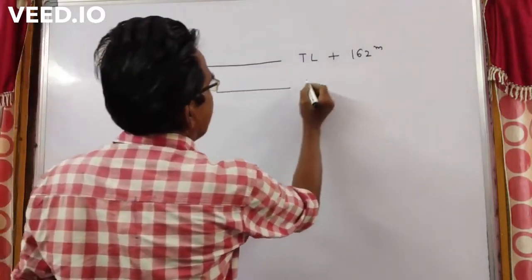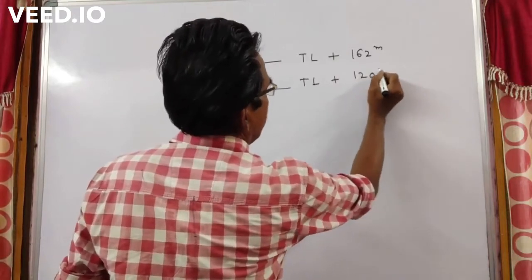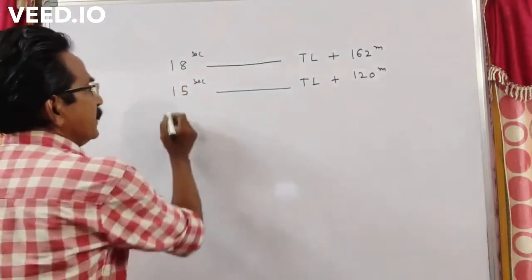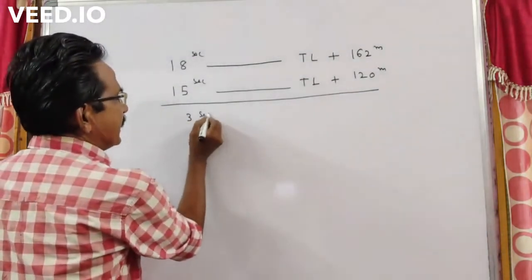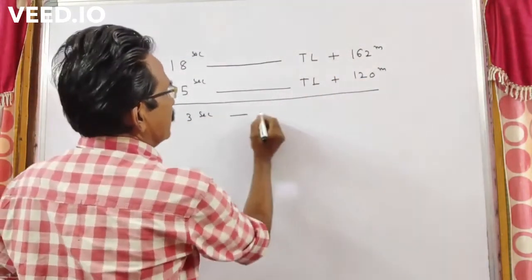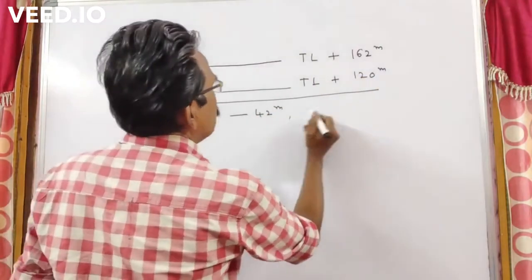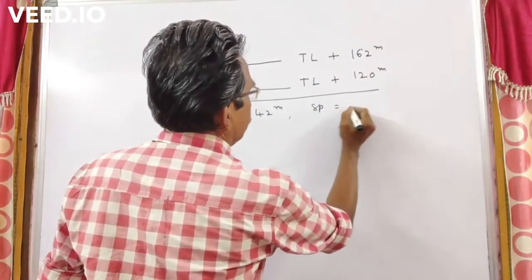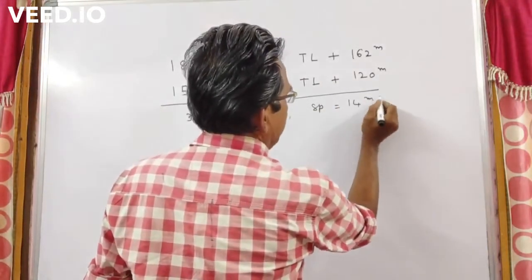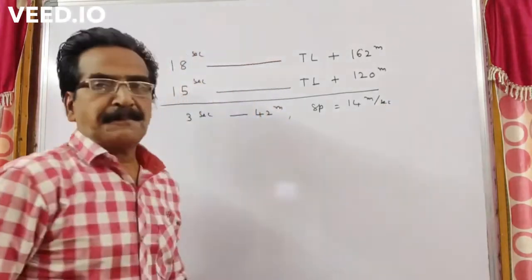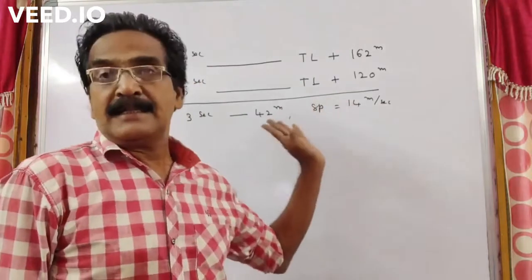In 15 seconds, the train travels train length plus the 120 meters platform. So in 3 seconds, the train travels 42 meters, this minus this. So the speed of the train is equal to 42 by 3, that is 14 meters per second.